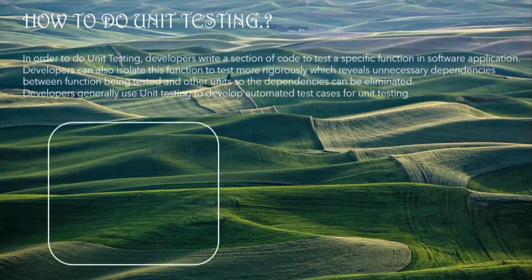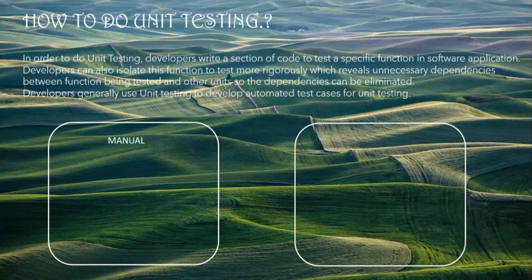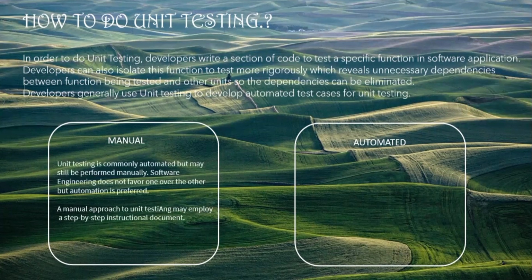Okay, next. There are two types of unit testing. If you ask me what the two types of unit testing are, one is manual, friends, and another one is automated. So what is manual unit testing and what is automated unit testing? Unit testing is commonly automated but still performed manually. Why? Even when 90% of scenarios of software unit testing are done automatically, why do people refer to manual? The manual testing approach to unit testing may employ a step-by-step instruction document. That is a primary reason why some people prefer manual rather than automatic.